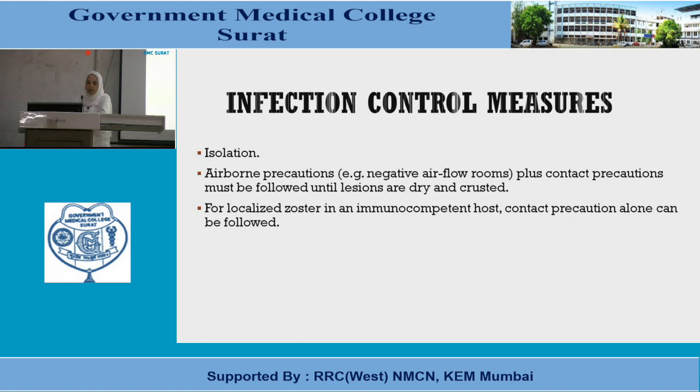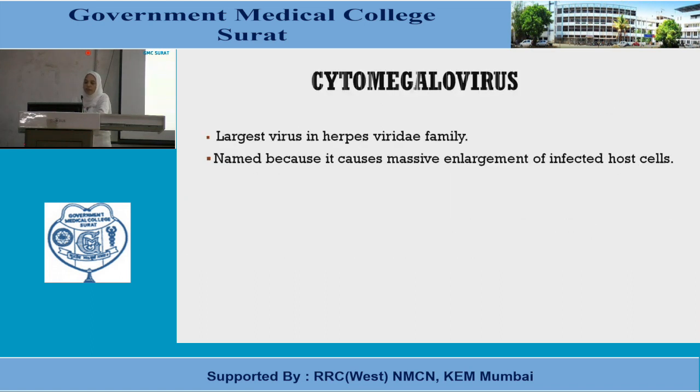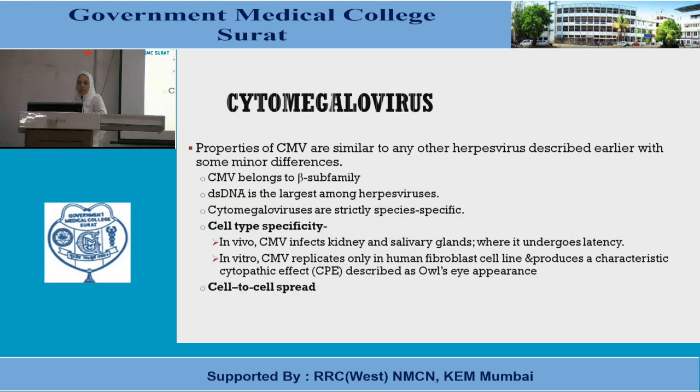Cytomegalovirus is one of the largest viruses in the herpesviridae family. It's named because of the massive enlargement of infected host cells. The properties are similar to herpes virus as we discussed earlier. They belong to the beta subfamily. There is double-stranded DNA, which is the largest among herpes viruses.